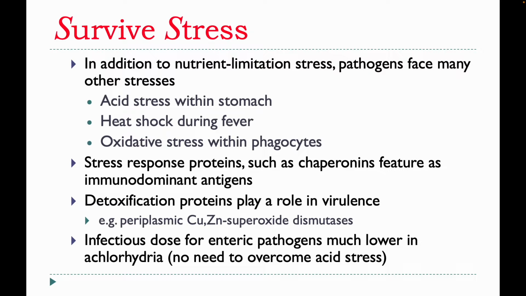But in real life, when they're in the body, they are under stress. There's acid stress in the stomach. It's again one of the key defenses we have against gastrointestinal infection, all that acid in your stomach. If you take that acid away, you will become more susceptible to GI infections. Fever is a defense. Some bacteria do not like being forced to grow at a temperature slightly higher than body temperature. Within phagocytes, they pour reactive oxygen radicals onto bacteria as a way of destroying them.